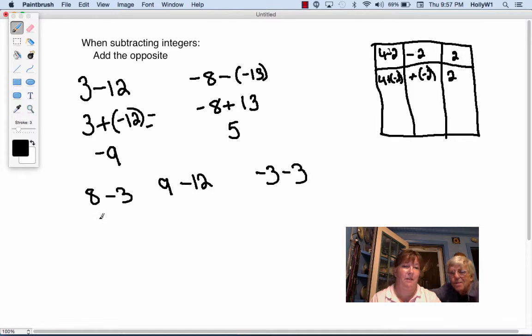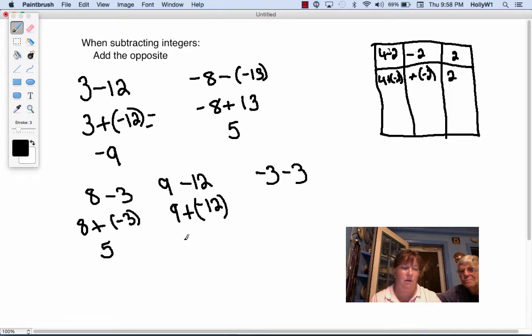Okay, welcome back, guys. So this is how we do this. We keep the first one, that doesn't change. We are going to add the opposite, so that subtraction becomes addition, and then we're adding the opposite of 3, so that becomes the negative 3, and we end up with 5. This one we have 9, because remember that doesn't change. We're changing the operation from subtraction to addition, so that becomes a plus. And then this is, remember, a positive 12, so it becomes a negative 12, because that's the opposite. And we end up with negative 3.